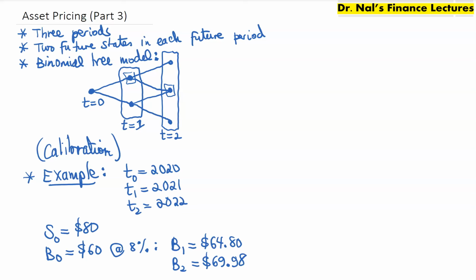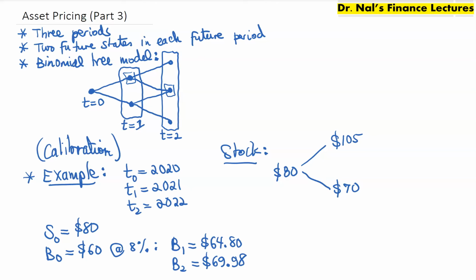Now for the case of stocks, it will be a little bit different. So the stock at time 0 was 80, remember? So the stock will have one of two future prices. So at time 1, this is how we can model the stock. Either the stock price a year later, in the first state, will be $105, or in the second state, it can go down in value and be $70.